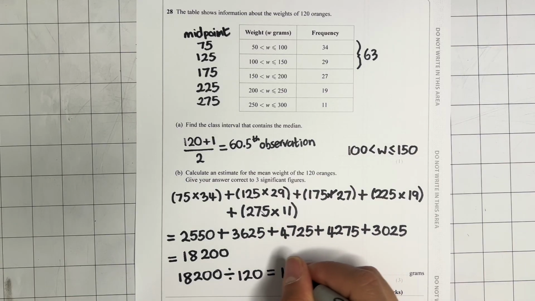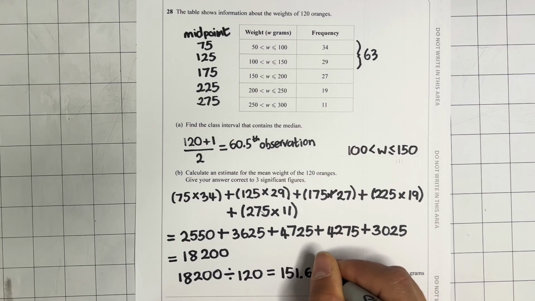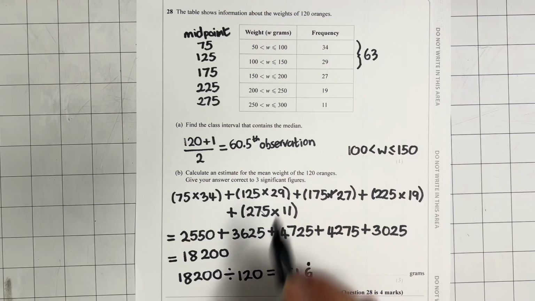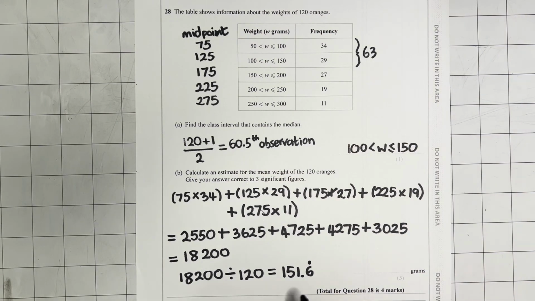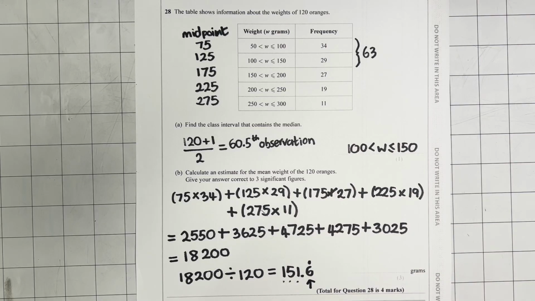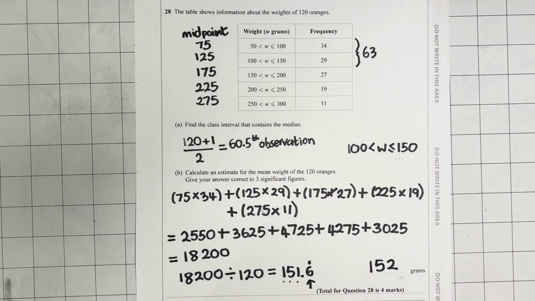And this gives us an answer of 151.6 recurring. We want to give our answer to 3 significant figures. So to do this, we look at the number and we can see we've got 1 significant figure, 2, 3, which means this 6 is our decider. And as it's bigger than 5, we're going to round up. So our answer is 152.